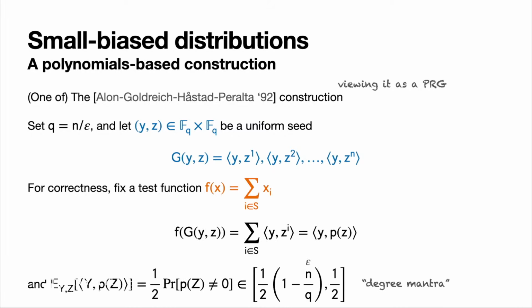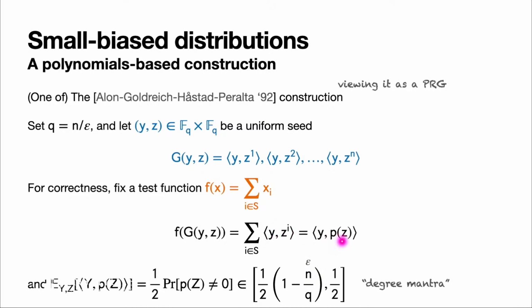Simple construction. Again, the correctness fits half a slide. So we want to show that it fools any linear test. So let's fix any linear test. F of the output of the generator is just we sum over all i in S of the inner product of y and z to the i.